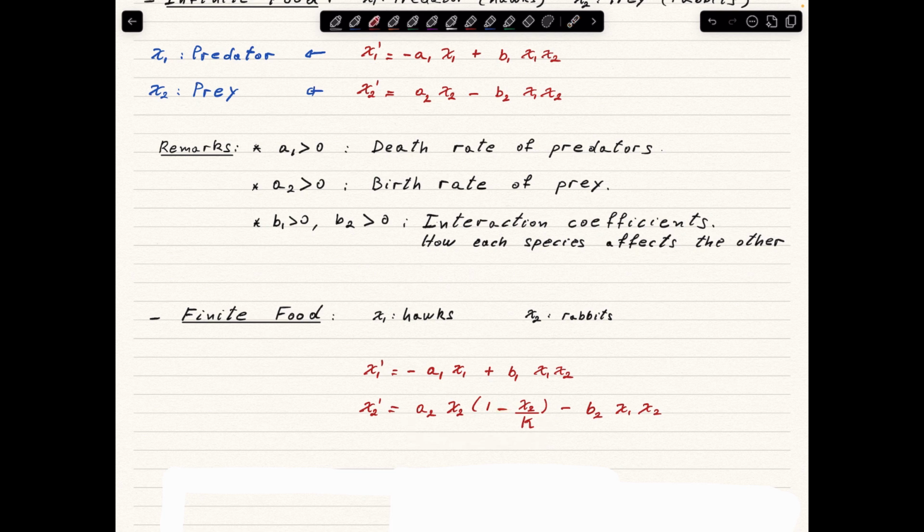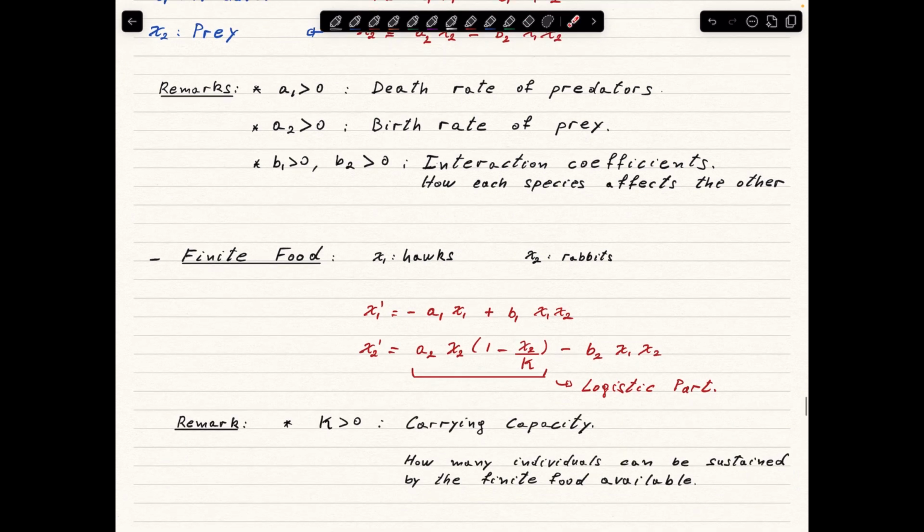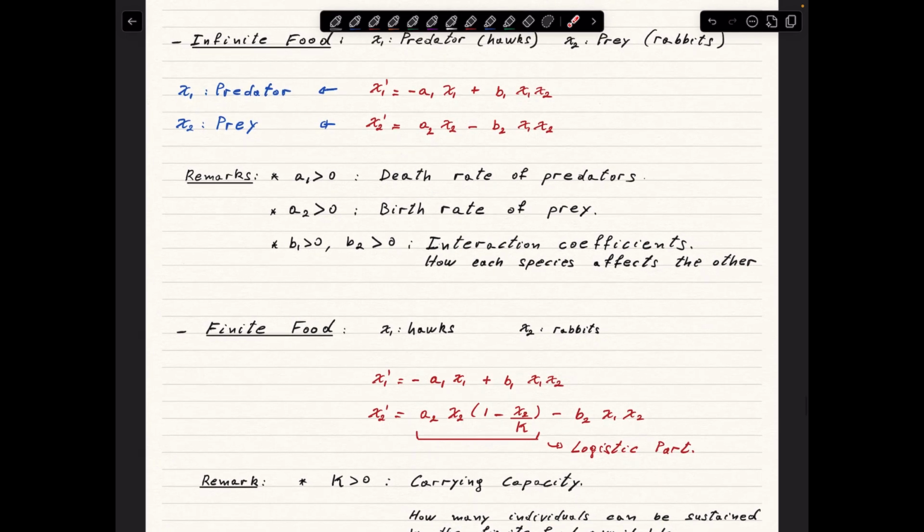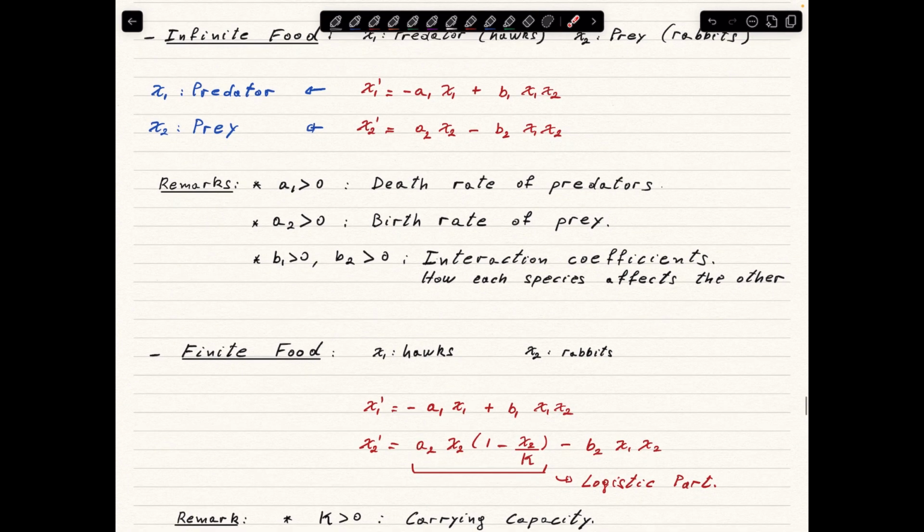So maybe it's a good idea to consider only these two terms and nothing else in the equation. This is the logistic part of the equation. We have studied the logistic equation in a previous video. So the coefficients in this equation have all the same names as in here. Plus, there is one new coefficient, which we know from the logistic equation. This is called the carrying capacity. And that coefficient describes how many individuals in the prey population can be sustained by the finite food resources available. So these are the two equations we are interested in to study: the competing species with finite and infinite food resources.